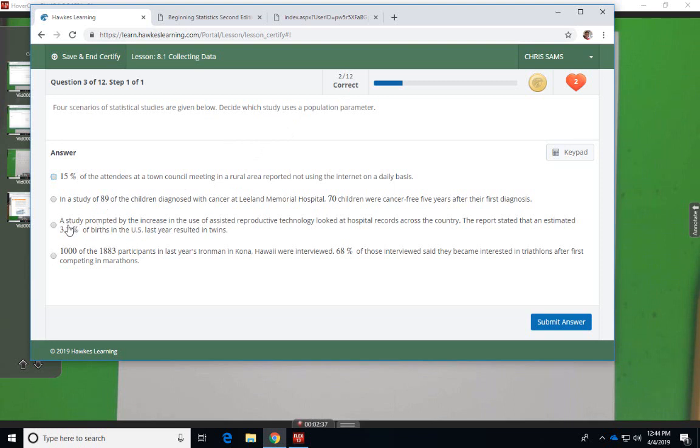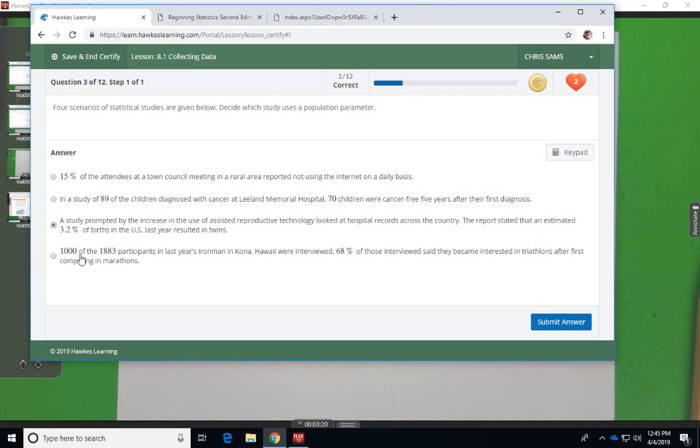All right, option C. A study prompted by an increase in the use of assisted reproductive technology looked at hospital records across the country. So we're looking at all the hospitals across the country. The report stated that an estimated 3.2% of births in the U.S. last year resulted in twins. As far as we're concerned, hospitals across the country, we're using all of them, and it just said births in the U.S., so that's still talking about the whole country. So this looks like the best choice to me, but again, let's check all of them to make sure.